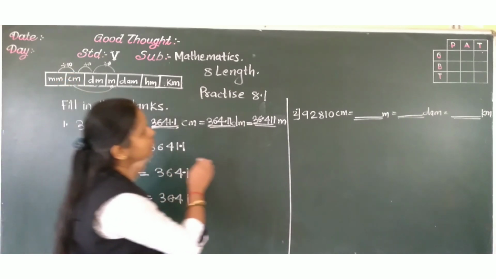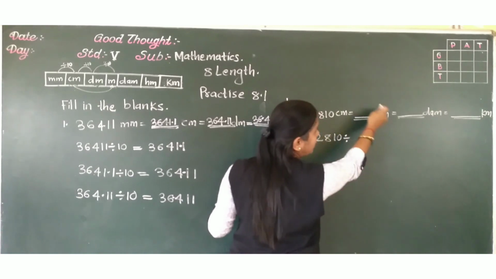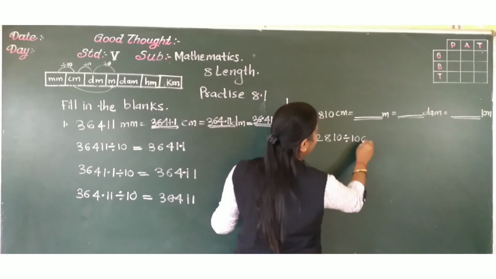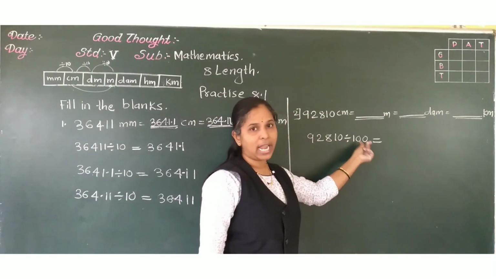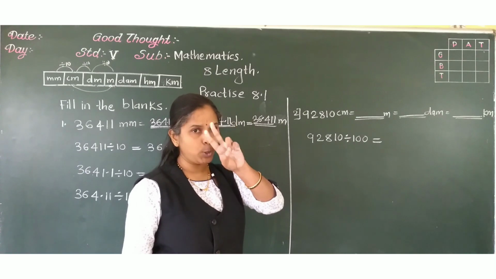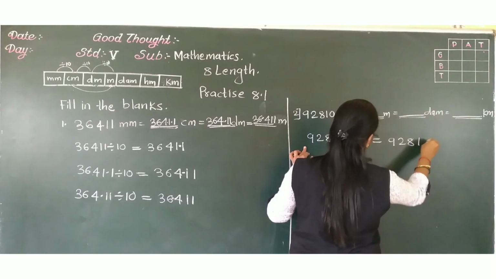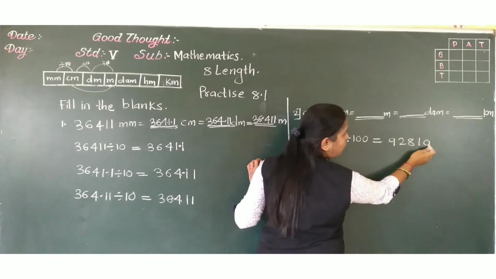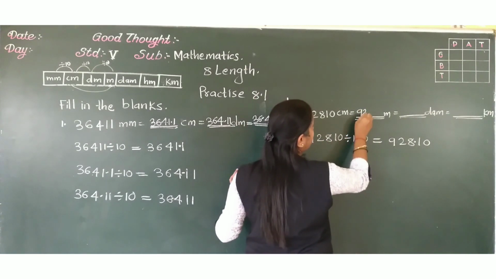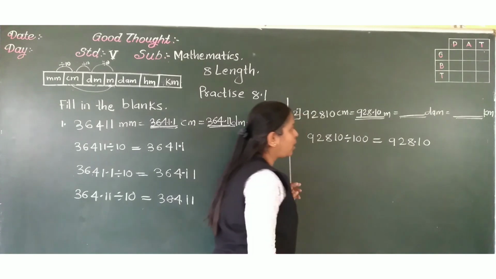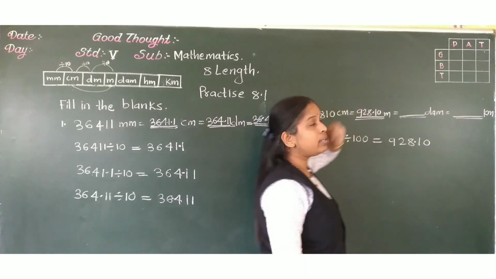So to convert 92,810 centimeter into meter, we have to divide by 100. Division with 100, two zeros, means we shift the decimal by 2 places to the left side. Two places, means 1 and 2, to the left side. So the answer is 928.10.